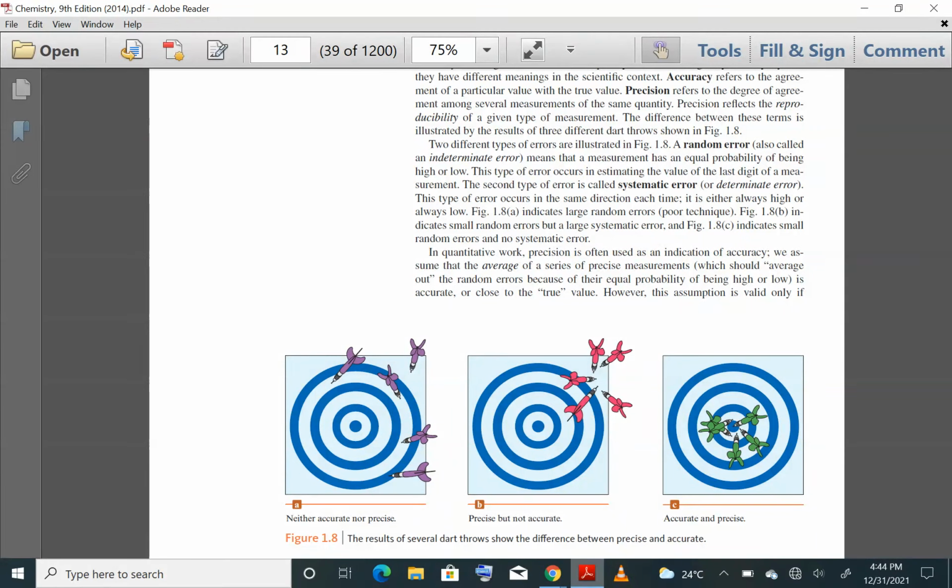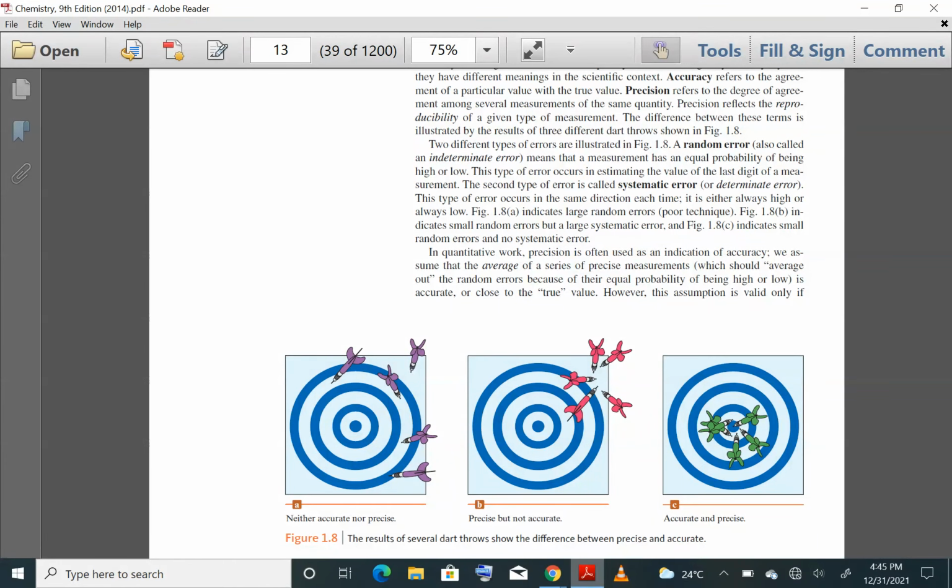Now let's talk about precision. What's precision? The different values. We are considering the darts as being values from a certain experiment. So now you're asking how close are those darts together? You see that they are not very close, and the points to which they are pointing are not very close.